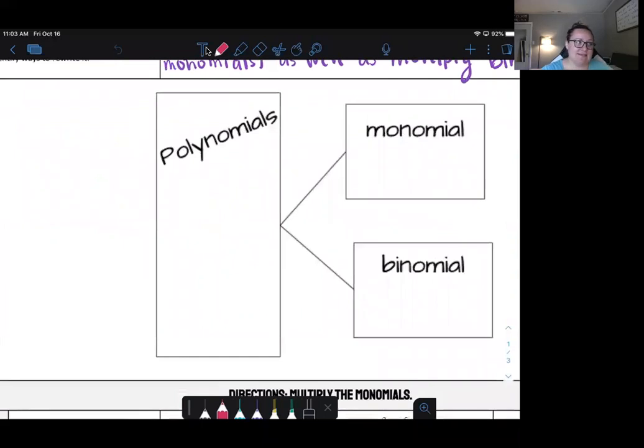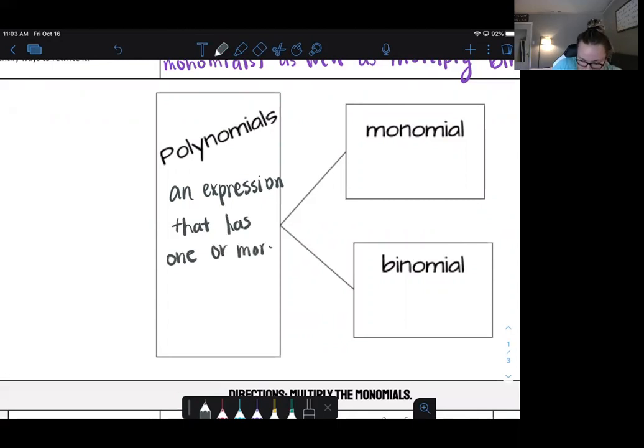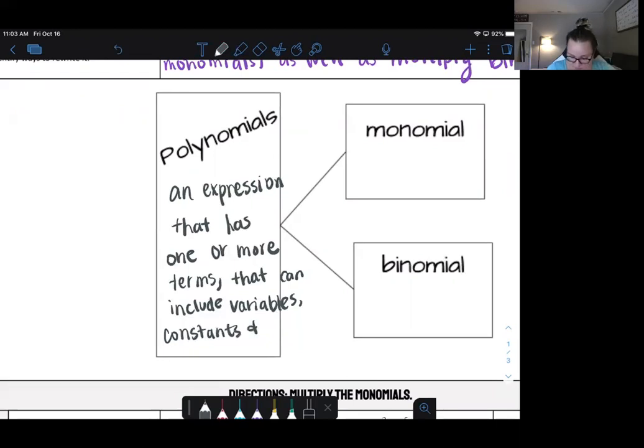So a polynomial is an expression that has one or more terms, that can include variables, numbers, constants, and coefficients, and all that good stuff. We'll just say etc. It can include a lot of things.